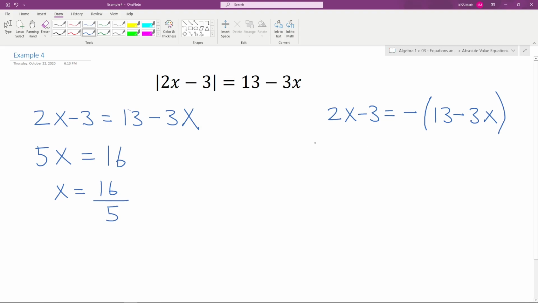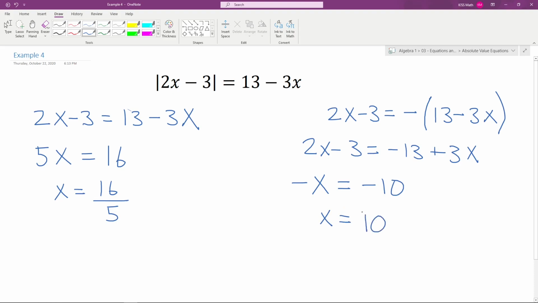And then over here, 2x minus 3, I'm going to simplify this guy first by distributing the negative sign. So that gives me -13 plus 3x. Now if I collect like terms, I'll subtract this -3x, so that will give me -1x. And then move the -3, that gives me -10. So x equals +10 if I divide off the negative sign. So here are my two potential solutions, and I'll check each of them here.